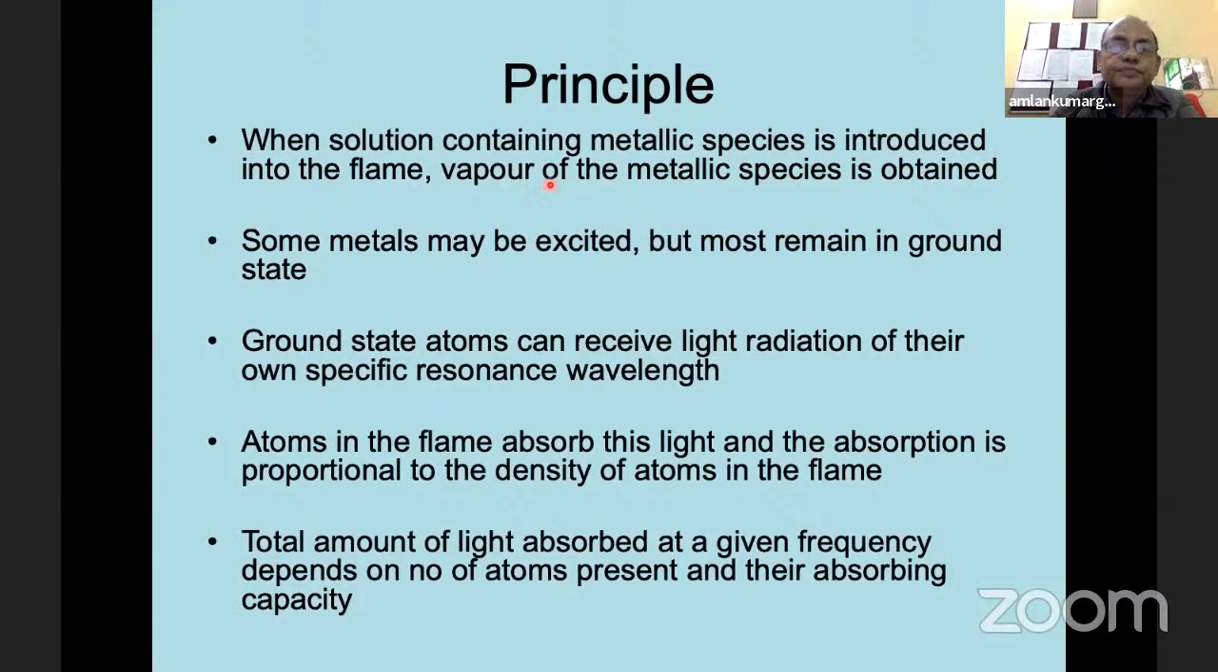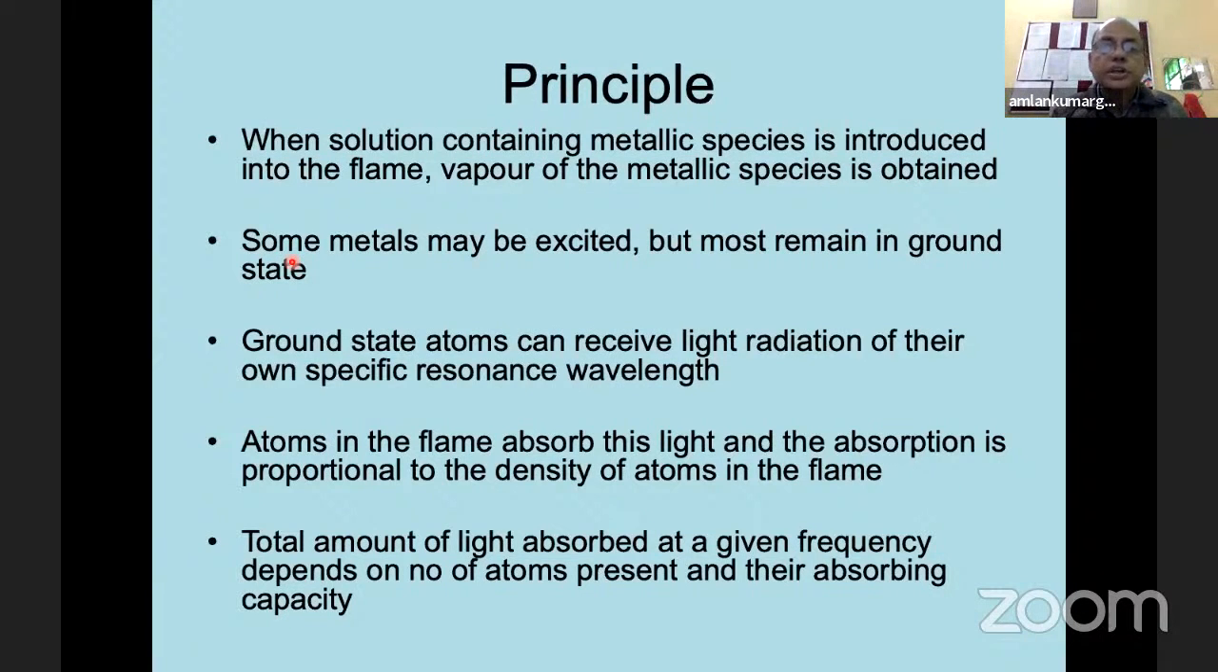So what is the principle? When a solution containing metallic species is introduced into the flame, vapors of that metallic species are formed, similar to that of flame photometer. Some metals may be excited, but here you see, there we depended upon excitation. But here, only some metals may be excited, but most remain in the ground state. So 1 or 2% of the metals will become excited, but around 99% of the metals will remain in the ground state. So flame photometry cannot utilize this technique, but there is a roundabout in this technique.